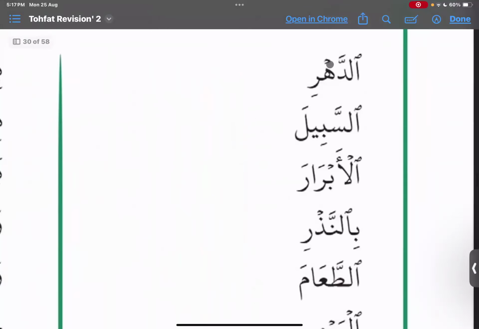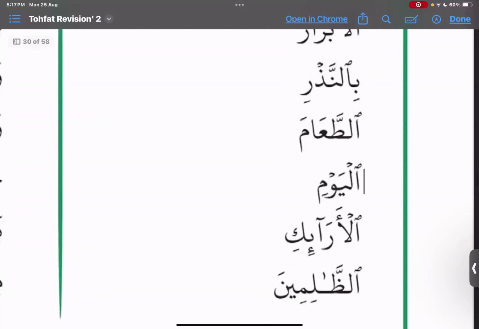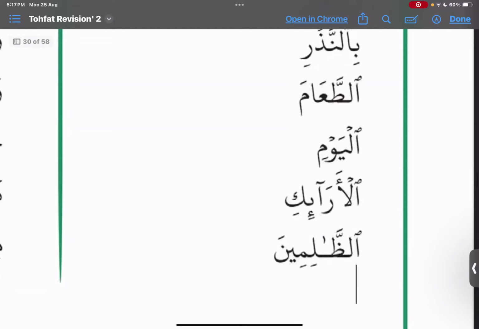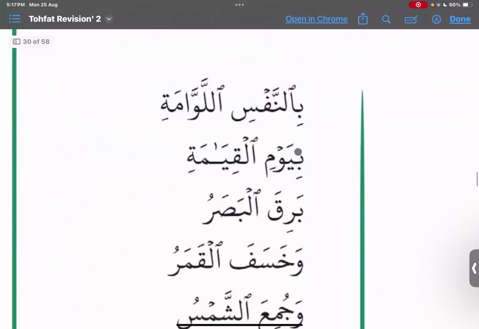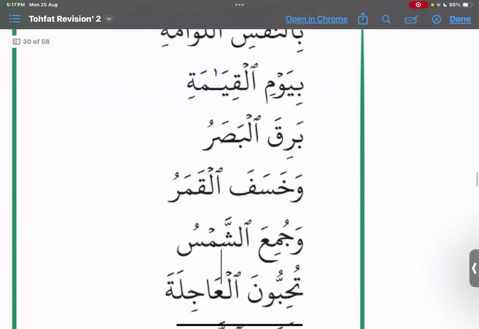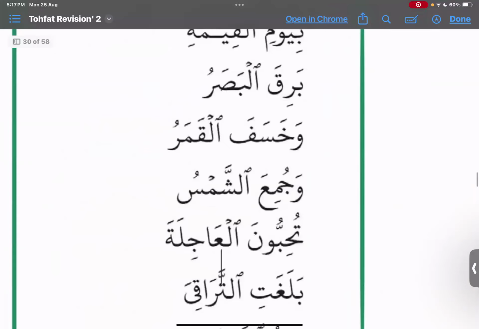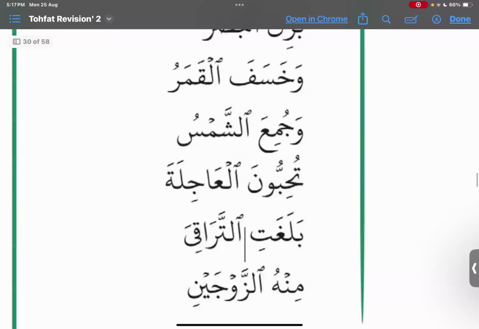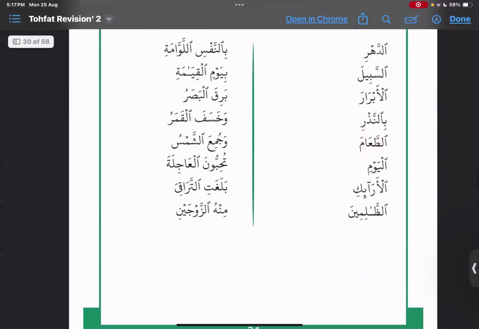Check your answers. The first one, you should have done it: Shamsiyya, Shamsiyya, Qamariya, Shamsiyya, Shamsiyya, Qamariya, Qamariya, Shamsiyya. Shamsiyya, Shamsiyya, Qamariya, Qamariya, Qamariya, Shamsiyya. It's actually the word Ash-Shams. Qamariya, Shamsiyya, Shamsiyya. And that is all of them.